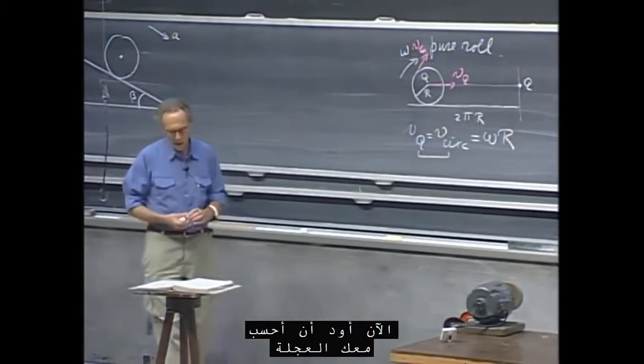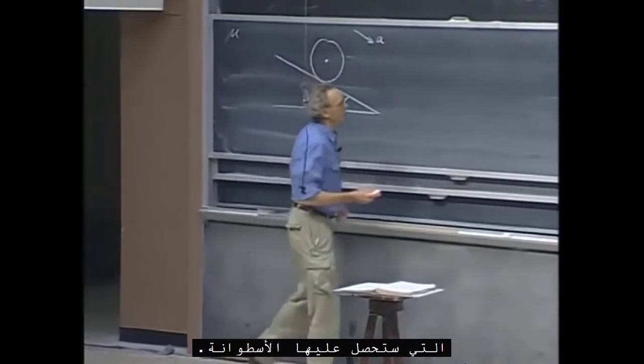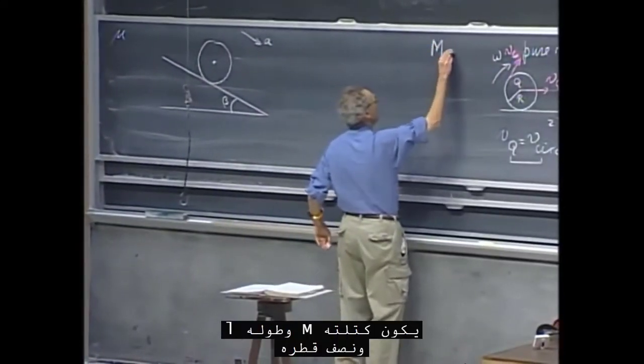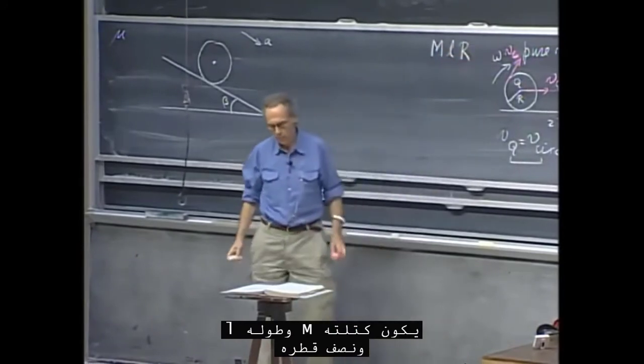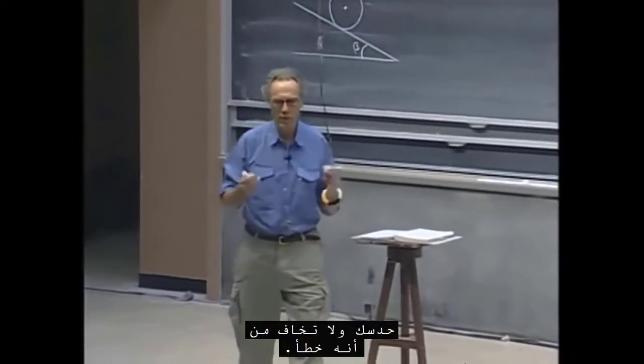Now I would like to calculate with you the acceleration that a cylinder would obtain when it pure rolls down that slope. It has mass m, it has length L, and it has radius r. And I would like you to use your intuition, and don't be afraid if it's wrong.